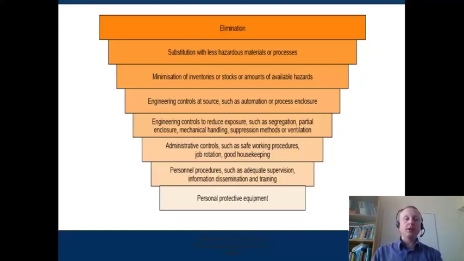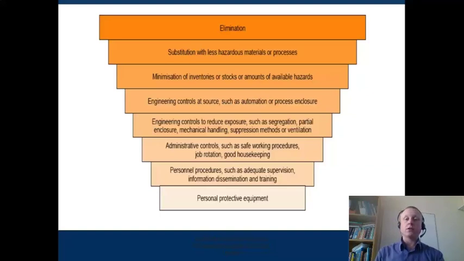If you're unable to do that, then you want to substitute less hazardous materials or processes. So we can consider here the use of the box cutters, but we can also consider things such as using non-spirit based paints or solvents for a process where a water-based alternative can be used without too much of a reduction in the quality of the finished product.